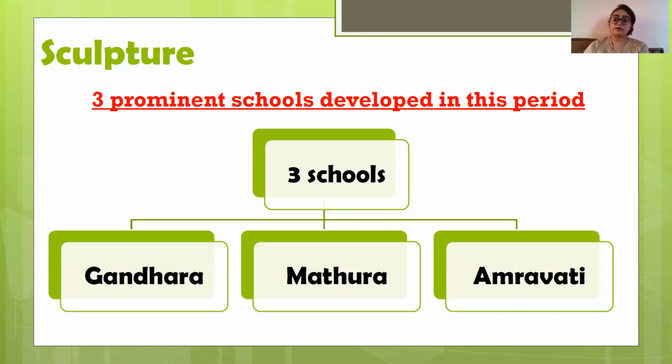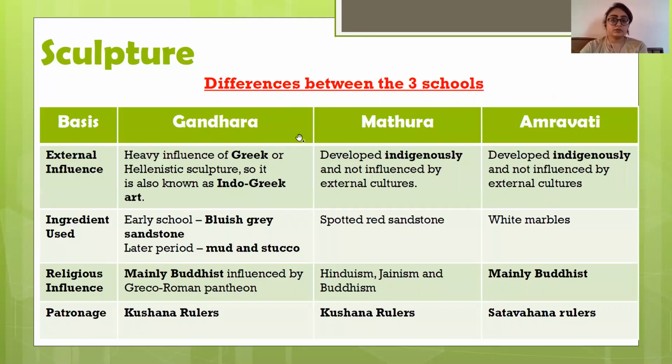Gandhara, Mathura and Amravati. Okay, now we will have a look at the differences between these three schools, because this is the most important part of this post-Mauryan syllabus. So we should know the basic differences between Gandhara, Mathura and Amravati. It is important for your prelims as well as for your mains examination. So we have here the basis first, then the differences between the Gandhara, Mathura and Amravati schools, that is, on what basis we have differentiated these three schools.